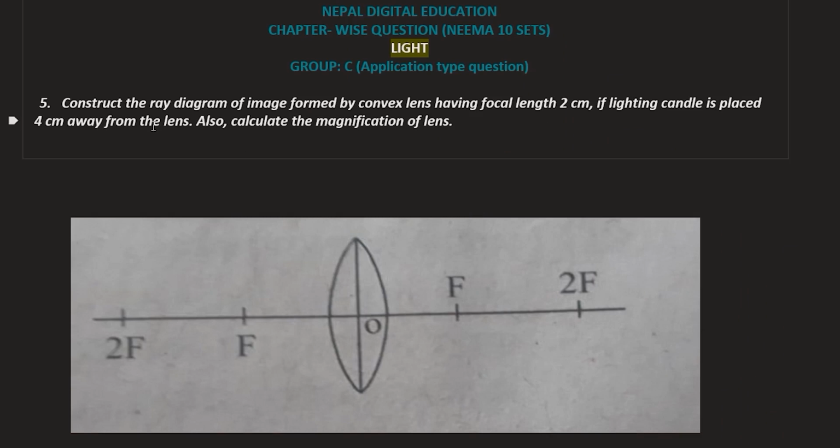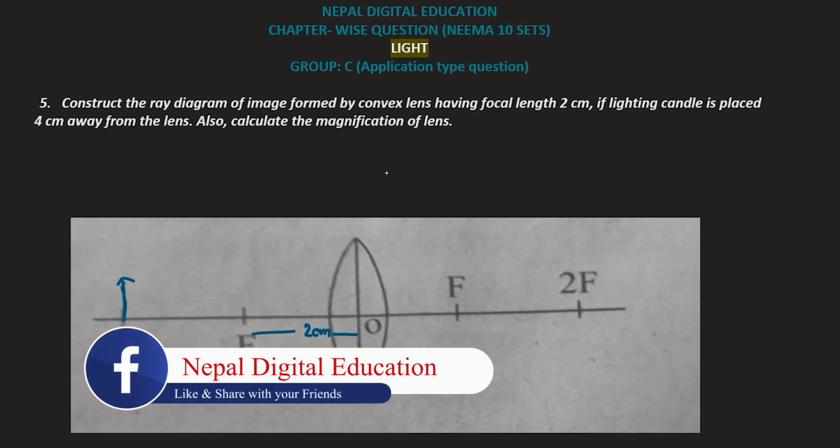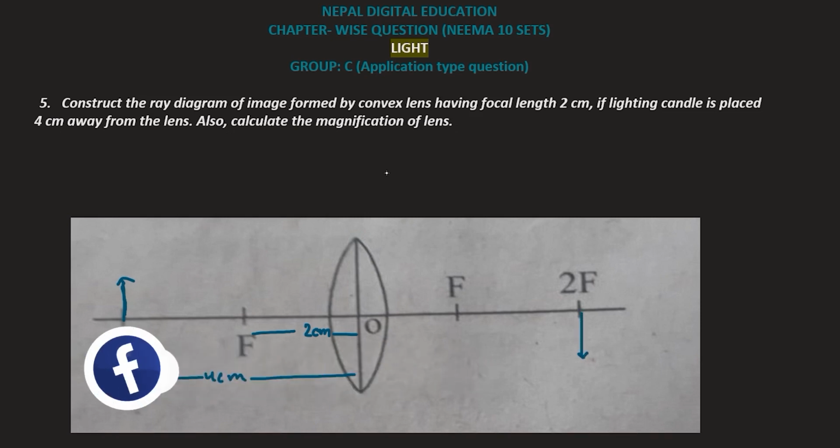Problem number 5. Construct the ray diagram of image formed by a convex lens having focal length 2 cm. If a lighting candle is placed 4 cm away from the lens, calculate the magnification of the lens. So simply here focal length is 2 cm and the candle is placed 4 cm away from the lens. It means that the object is at 2f. So image is formed at 2f.